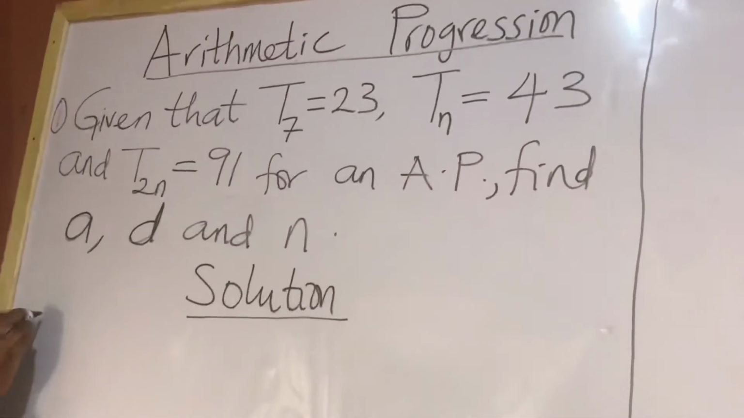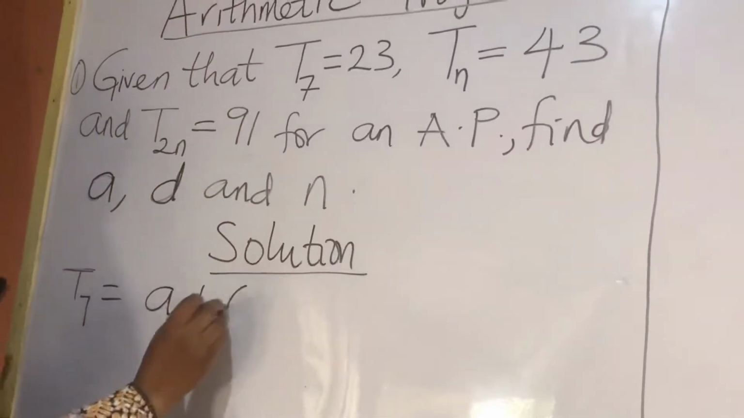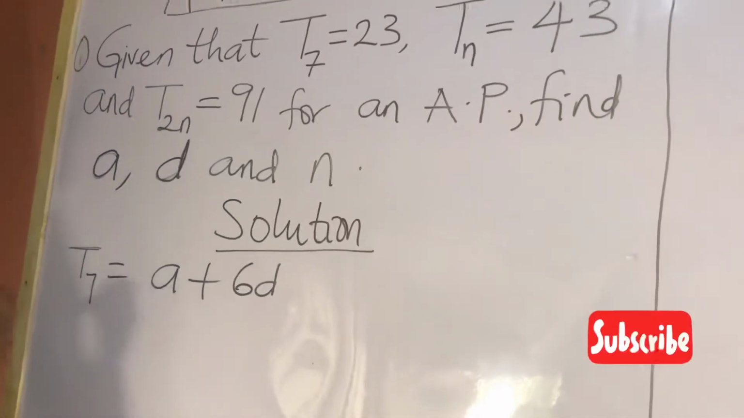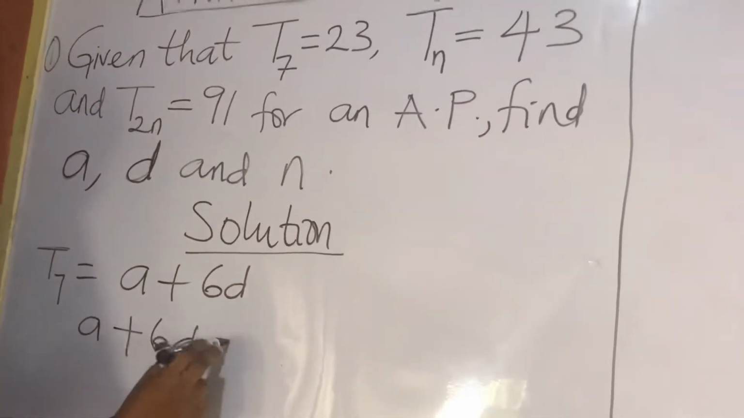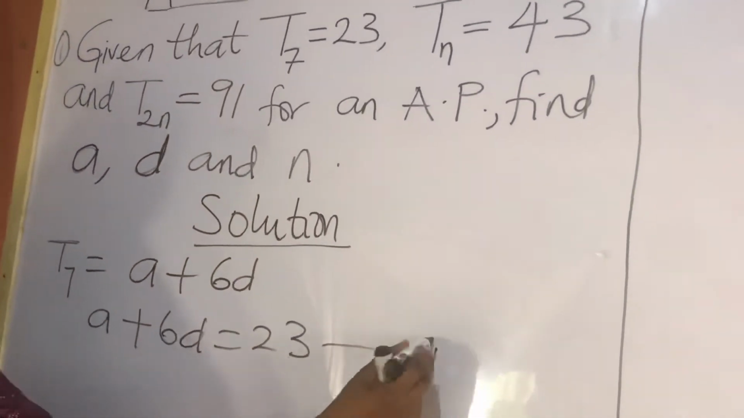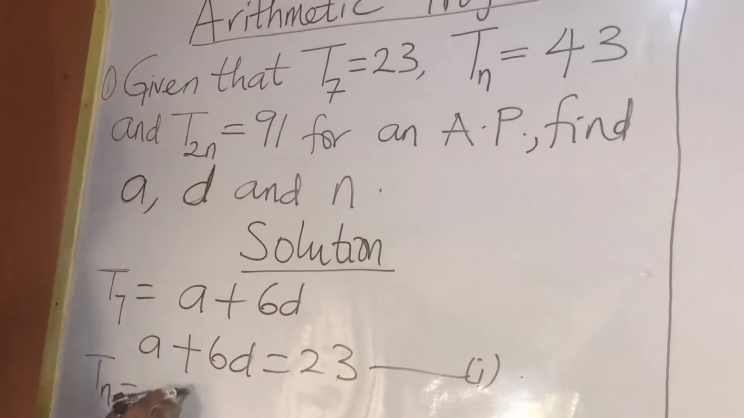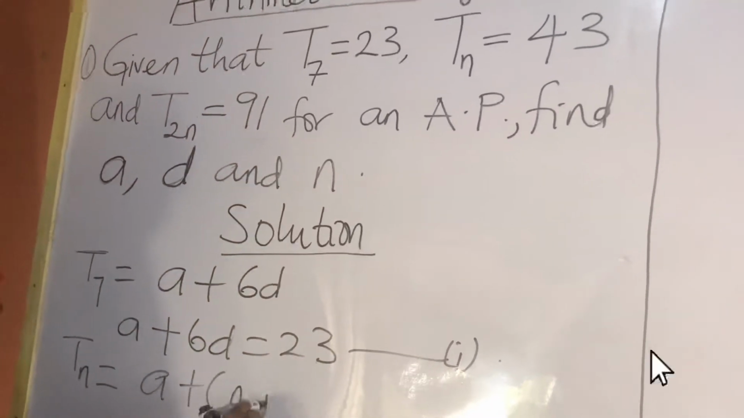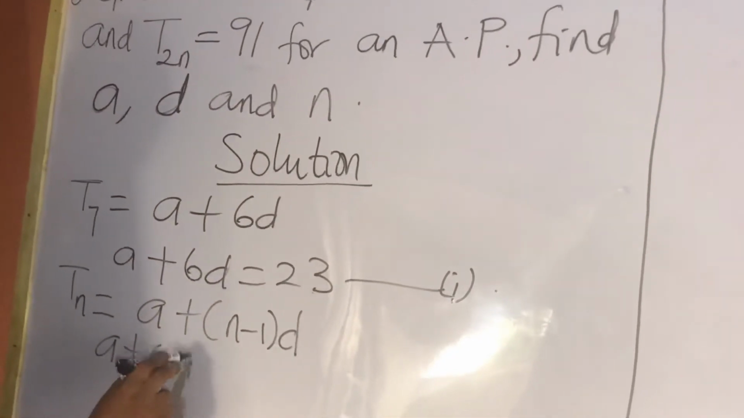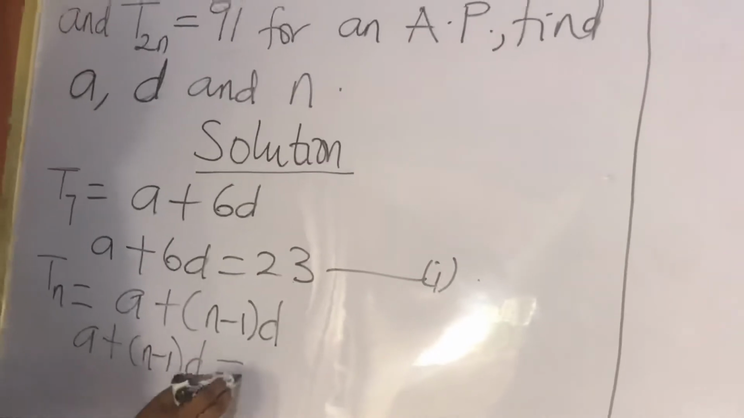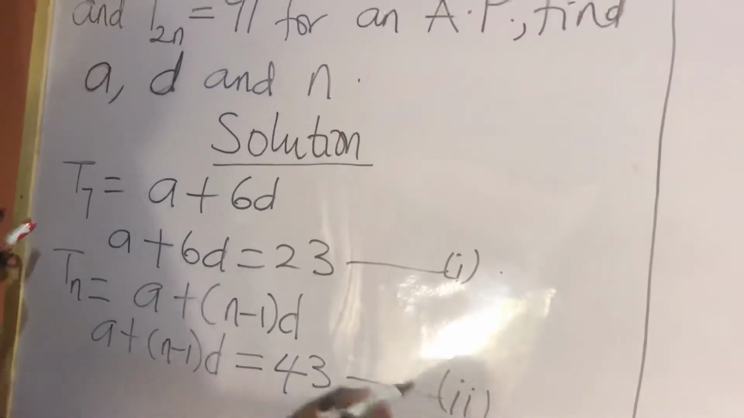So to write the 7th term, it is A plus 6D. And A plus 6D was given to be 23, so it's equal to 23. We label this as equation 1. The nth term is A plus (N minus 1)D, and A plus (N minus 1) multiplied by D was given to be 43. So label that as equation 2.